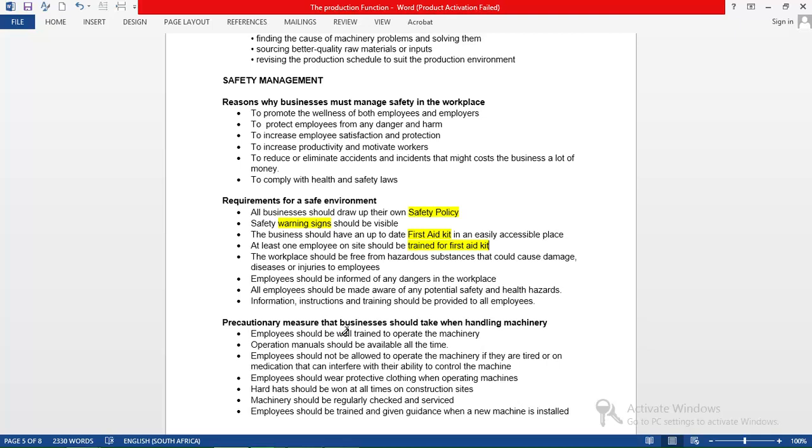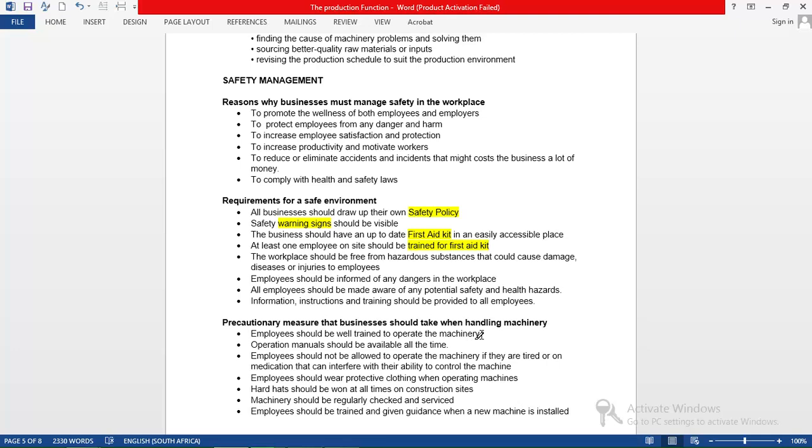So there should be measures put in place to make sure that when employees are handling that machinery or equipment, they do that with care and can avoid injuries, harm and any hazardous problems, right? So the first measure that a business should take is to make sure that employees are well trained to operate the machine. You cannot give a machine to employees who are not trained to operate it. If they're not trained to operate a forklift, they should not use a forklift. They should be trained how to use it.